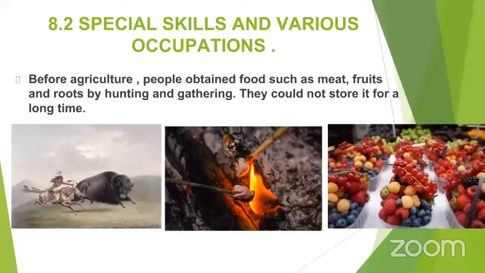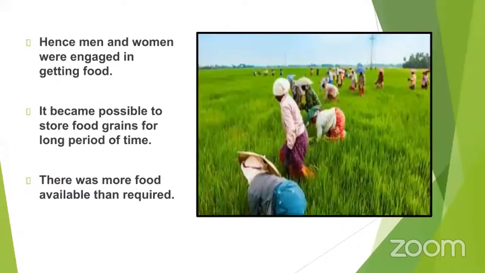Now we'll see about the special skills. Before agriculture, people obtained food such as meat, fruits, and roots by hunting and gathering. Can you see the picture? The first one, a man is hunting. He is riding on the horse and he is hunting. And the second picture, they are cooking. And the third picture, some fruits are shown. They could not store it for a long time. Hence, men and women were engaged in getting food.